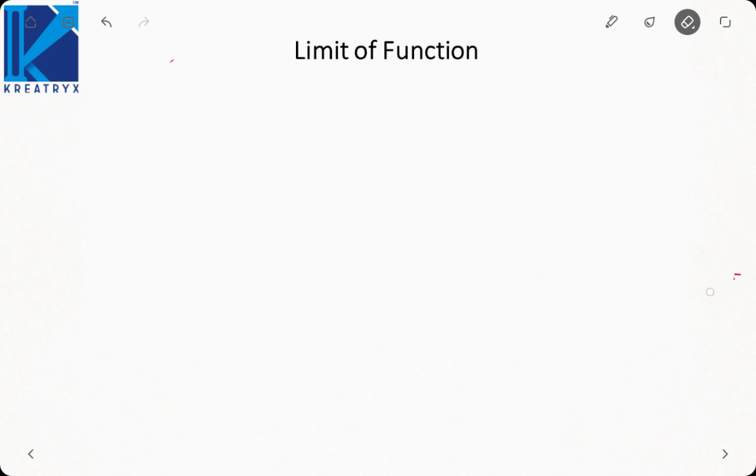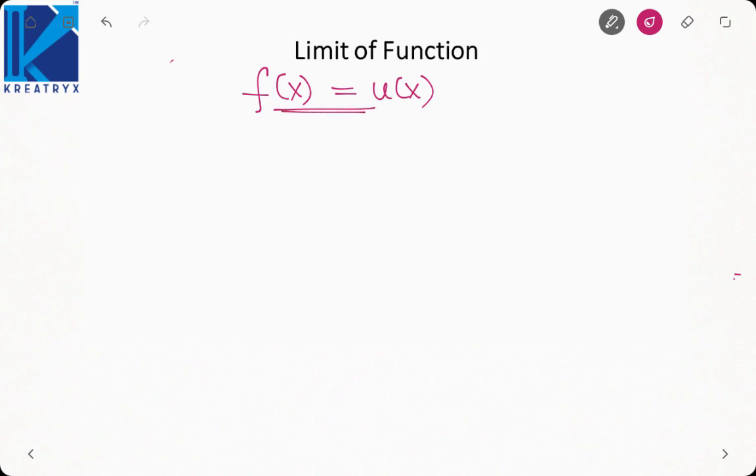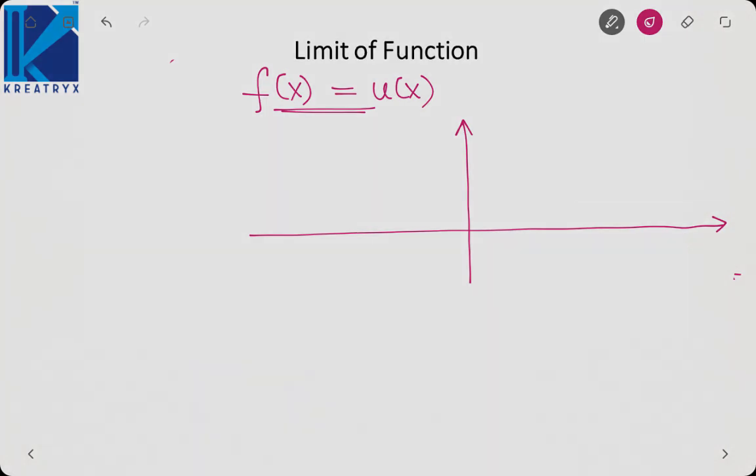Many of you might have come across it already. If I take function of x as unit step, electrical and electronics engineers especially go through this function. So the graph of unit step function is something like this. It is 0 just before 0 and just after 0 it is 1.